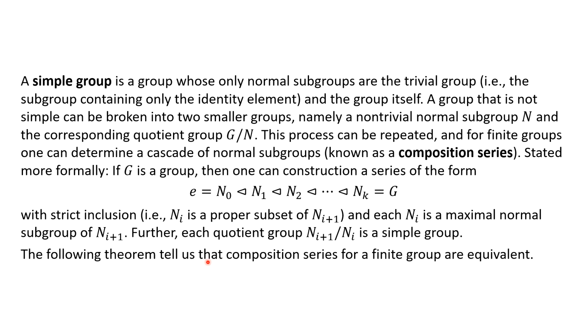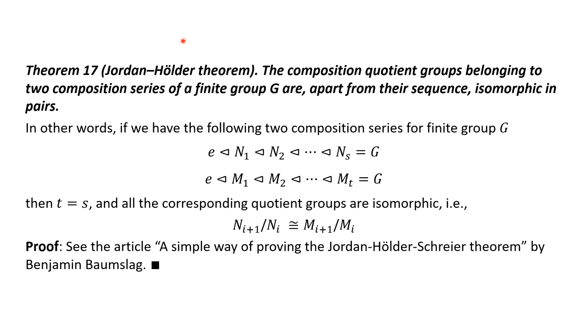The following theorem tells us that composition series for a finite group are equivalent. I have that on the next slide. The Jordan-Hölder theorem states the following: the composition quotient groups belonging to two composition series of a finite group G are, apart from their sequence, isomorphic in pairs.